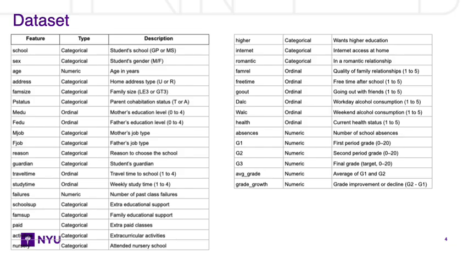This is a screenshot of the dataset. This summarizes what's inside the data set, such as grades, demographics, lifestyle factors like alcohol use, and school background. It gives a complete picture of the student both inside and outside the classroom.